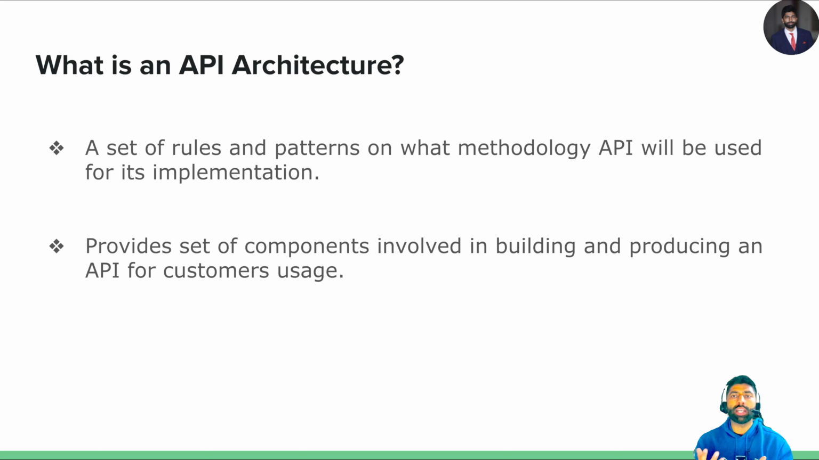So let's understand the API architecture. An API architecture is a set of rules and patterns on what methodology will be used for the API implementation. There are different types of methodologies or styles which we will discuss in this video. An API architecture provides a set of components which are involved in building and producing an API for its customers' use. The components mostly are endpoints, requests and responses, data model, HTTP methods, authentication and authorization, rate limits, API testing and monitoring tools, circuit breakers, load balancers, etc. And there could be more as well.